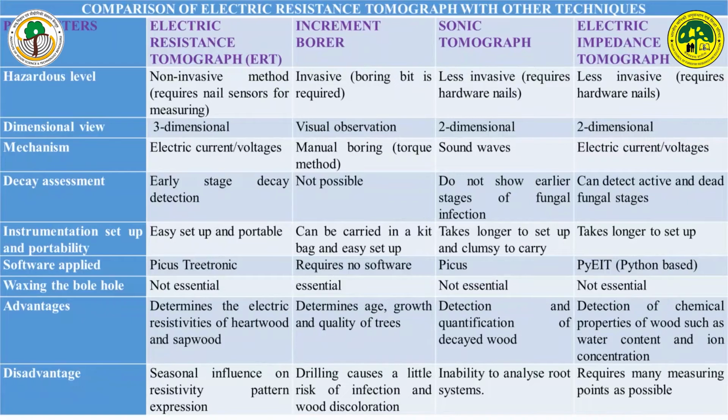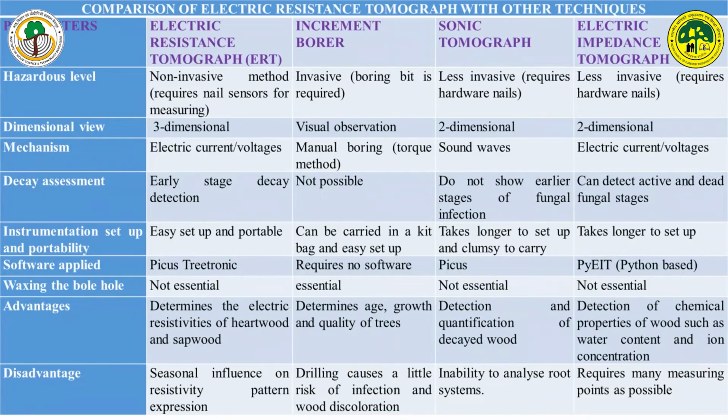In decay assessment, early stage of decay can be detected. But in case of coring, it's not possible, because at the point of coring, if the decay is not there, it will not be detected. And if there is any decay, there is a chance that the increment borer may get stuck inside and it will be difficult to take it out. That problem is also there. And in case of sonic tomograph, it does not show early stages of fungal infections. It can detect active and dead fungal stages. So early detection is not possible even in electric impedance tomograph.